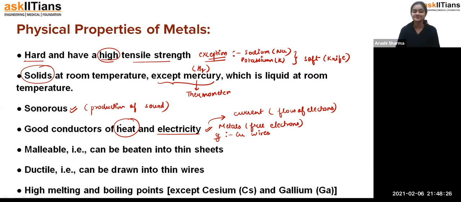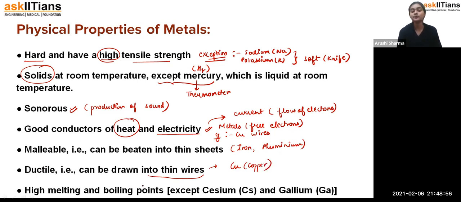Fine. Malleable. Malleable means they can be beaten into sheets. Yes, we have iron sheets, and we even have aluminium sheets, and that aluminium sheet is used as foil paper to wrap food so that the food can remain fresh. Okay. Ductile. Yes, that means they can be drawn into thin wires, like the copper wires we are using in our houses. So yes, they are ductile in nature.